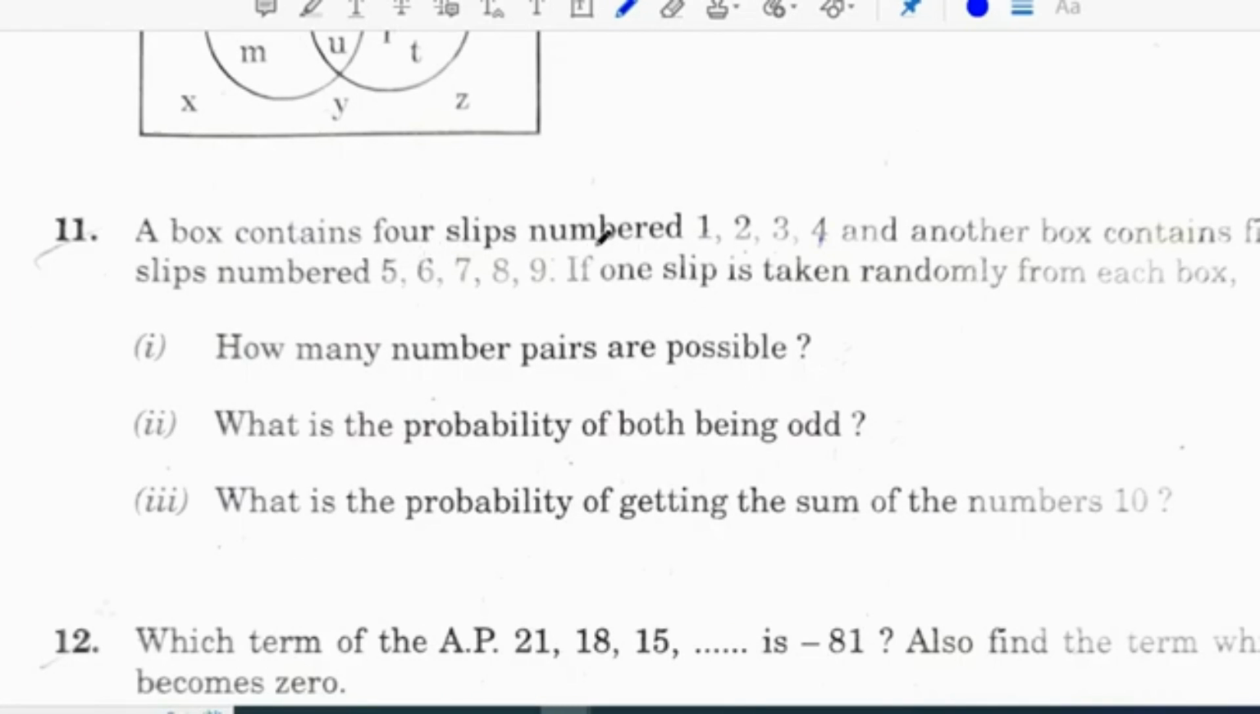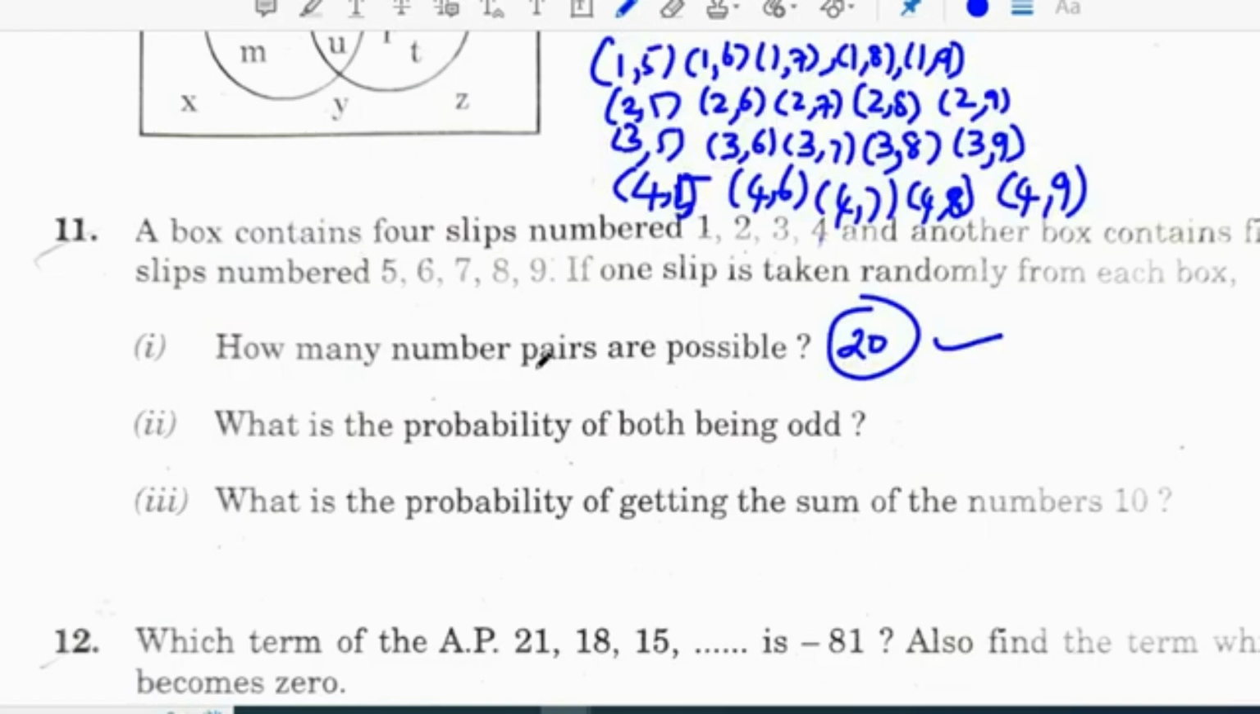A box contains 4 slips numbered 1, 2, 3, 4 and another box contains 5 slips numbered 5, 6, 7, 8, 9. If one slip is taken randomly from each box, how many number pairs are possible? So how many number pairs are possible? Here we have 20 pairs. So the correct option is 20.